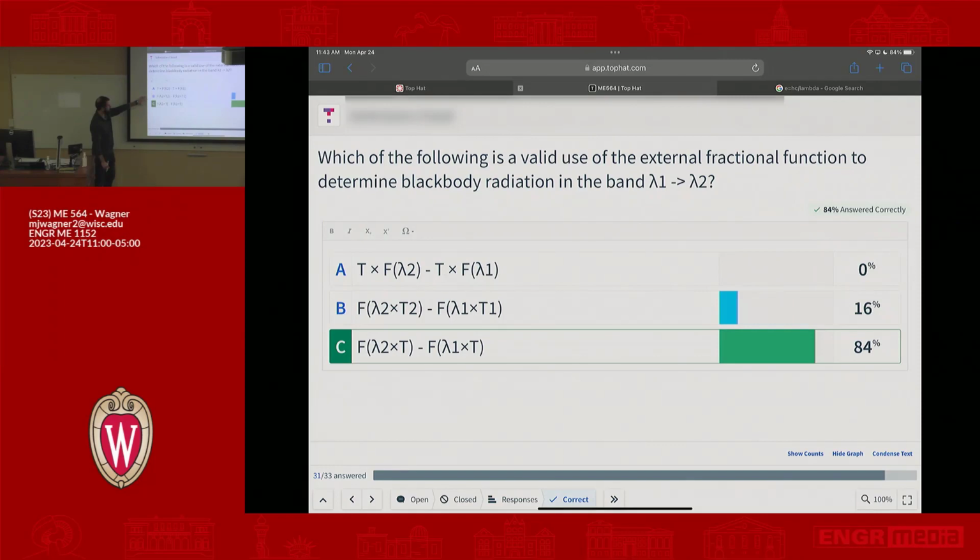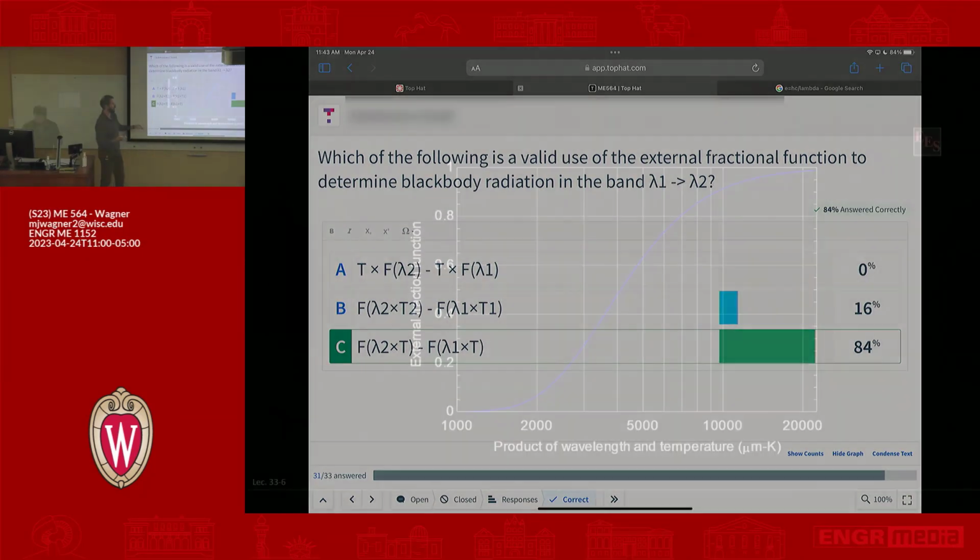This one is wrong too. It's close to the right answer, but it's wrong because the external fractional function needs to be for a body at a single temperature. If you start changing the temperatures in the two different cases, then you have a different basis for the E_B curve. So it has to always be the same basis temperature, and you're just looking at specific wavelengths at two different positions.